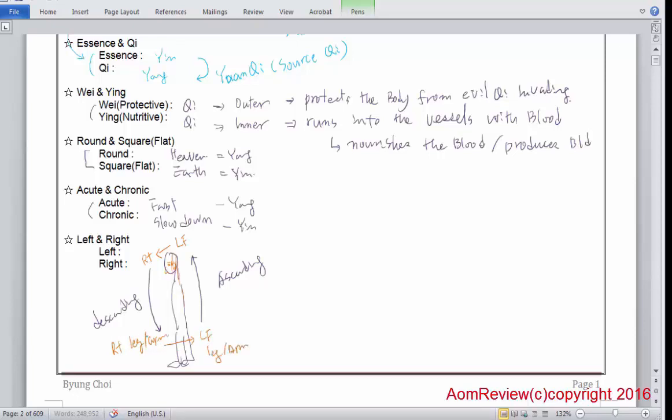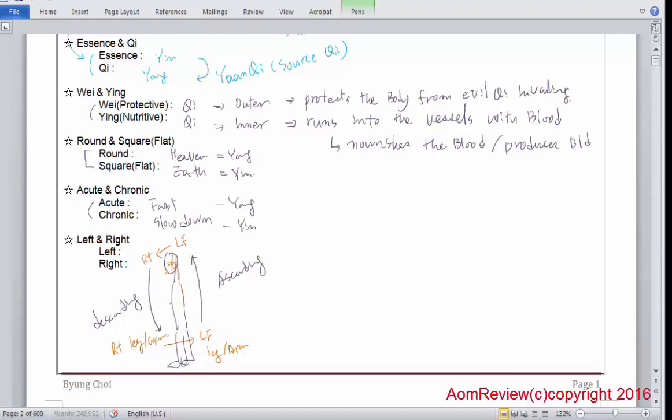So the right side of the arm and leg receive more energy than the left side, because the remaining part, after nourishing the right hand side of the arm and leg, goes over to the left side and nourishes it. So that's why the left side of the leg and the arm receive the energy last.